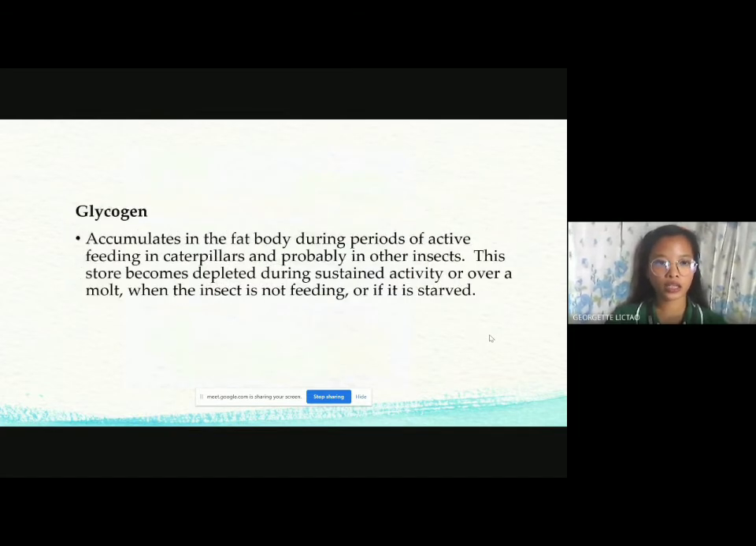Next, glycogen. It accumulates in the fat body during periods of active feeding in caterpillars and probably in other insects. This store becomes depleted during sustained activity, or over a molt when the insect is not feeding, or if it is starved. For example, the glycogen content of the fat body of a well-fed migratory locust is about 200 mg fresh weight. About 75% of it is consumed after 2 hours of flight.